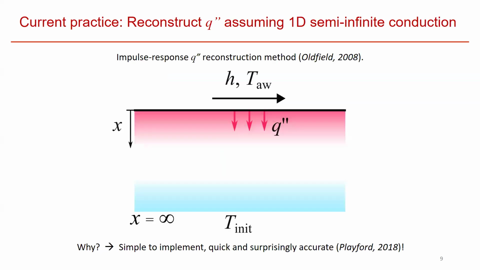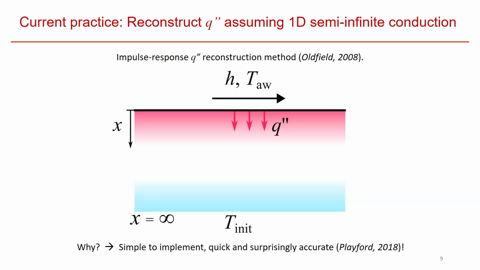So what's currently used to post-process these experiments is a very simple method that assumes 1D conduction as a semi-infinite domain. You have a convective boundary condition on top, and you assume that your substrate is so thick that the temperature on the backside of it will always remain at the initial temperature. For these kind of conditions, the heat flux has an analytical solution. And some clever people have found all sorts of ways to post-process that. The most famous one, which is used in abundance in the literature, is the Oldfield method. It's just an impulse response reconstruction of the heat flux. My supervisor once called it the most beautiful 2 lines of MATLAB code he has ever seen.